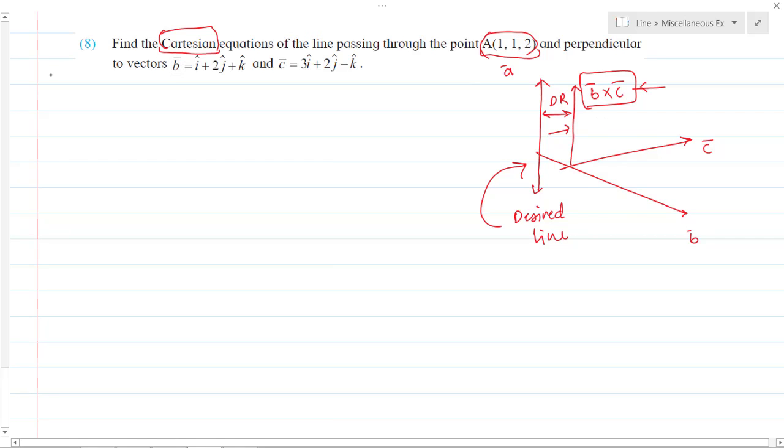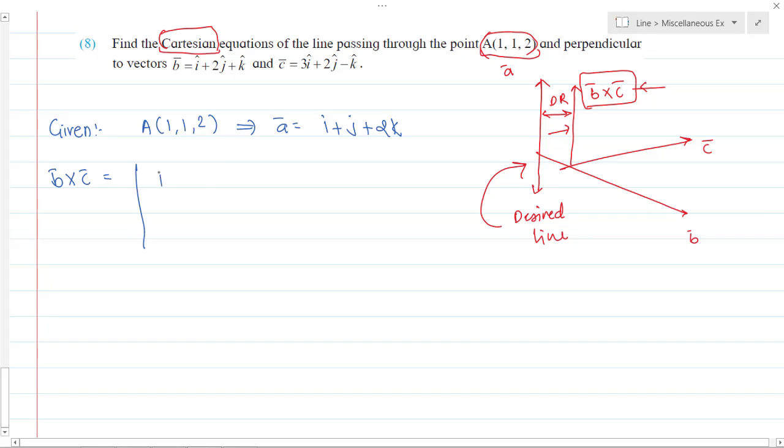So first of all, find out the b bar cross c bar. Okay, so what is the given information here? The point A is given, so 1 comma 1 comma 2 implies a bar becomes i plus j plus 2k. This is what a bar becomes. Now let's find out the b bar cross c bar.